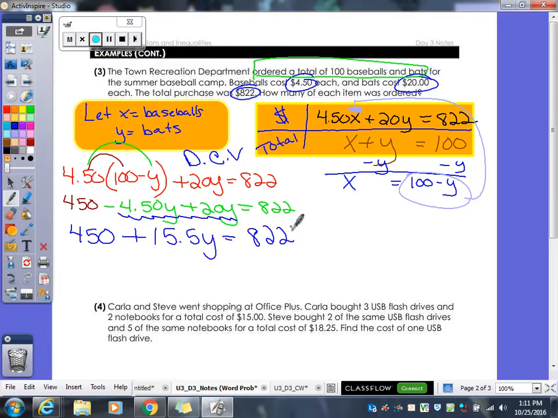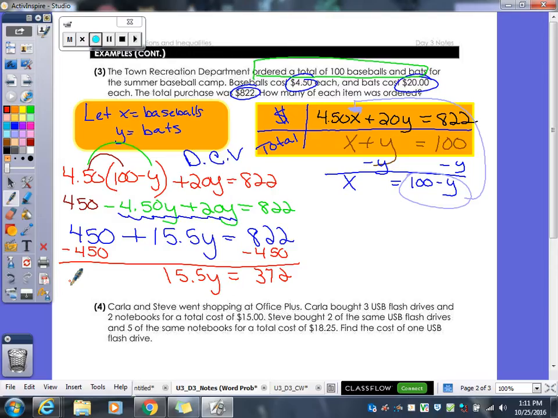Okay. Now what am I going to subtract from both sides? What am I going to move over? I want to get the variable by itself, so I'm going to move over my 450. Bring down your 15.5Y. When I subtract, I get 372. Check that for me, John. Do 822 minus 450.